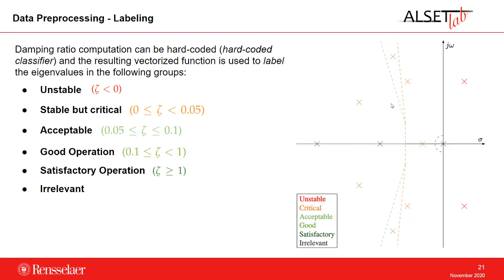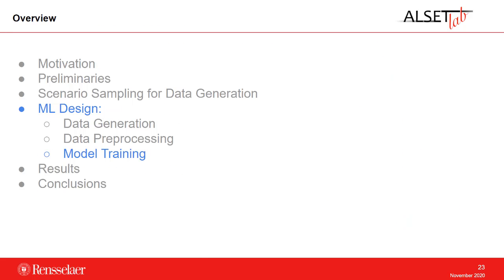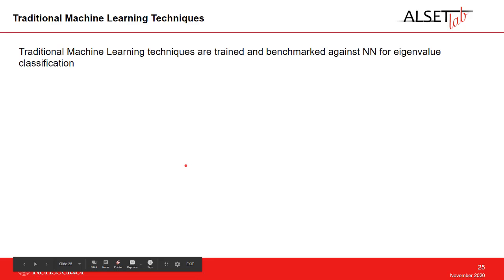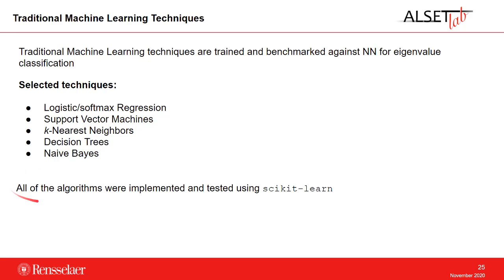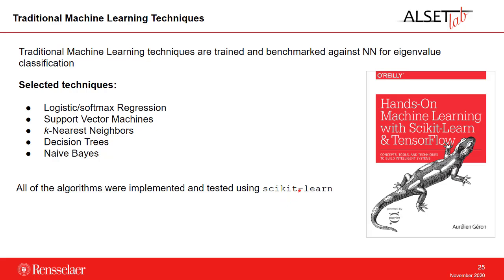Okay, so let's now talk about machine learning techniques. The conventional machine learning methods that we have benchmarked against the neural network are widely used classifying models such as softmax regression, support vector machines, k-nearest neighbors, decision trees, and naive Bayes, and all of them were implemented and tested using scikit-learn. For a more detailed reference, we point you to this excellent book by Aurélien Géron.